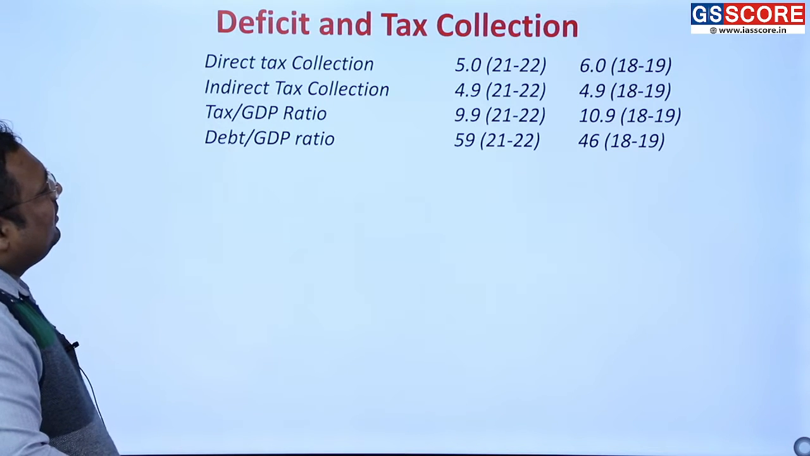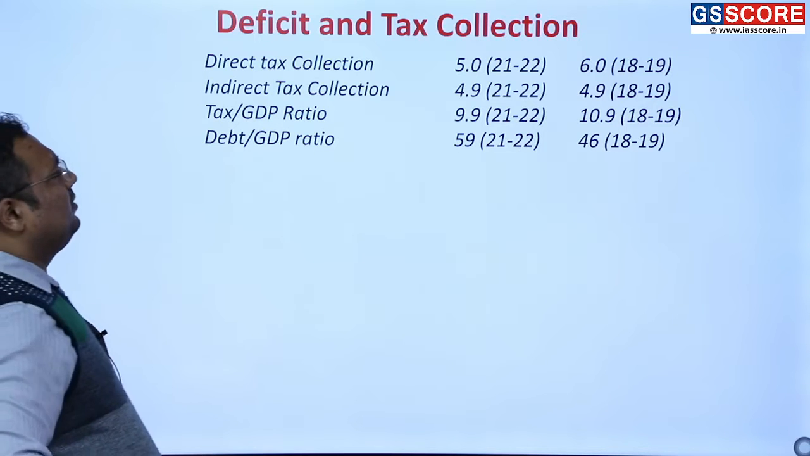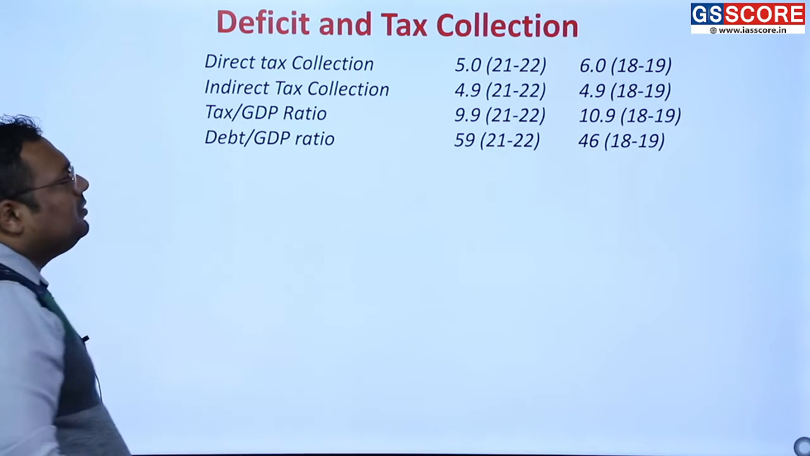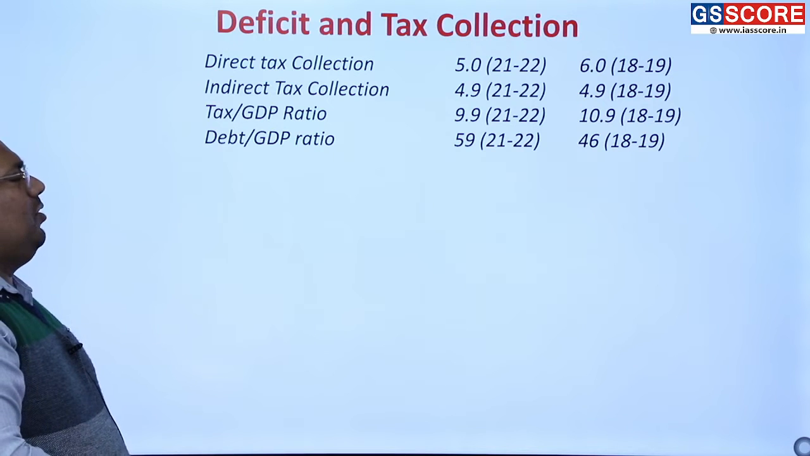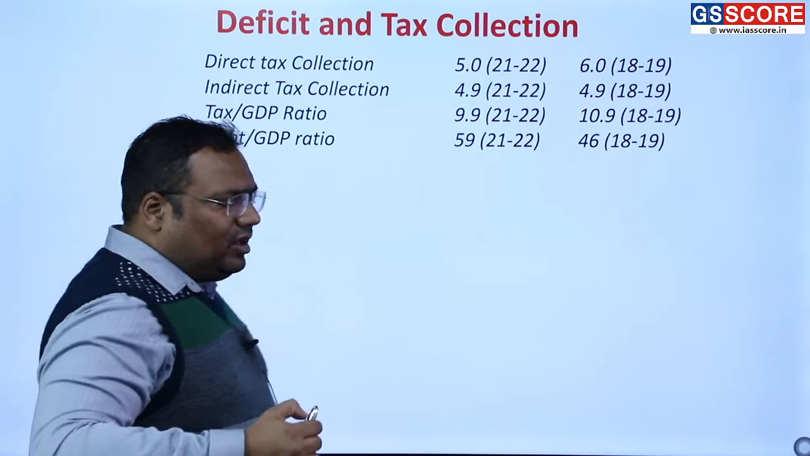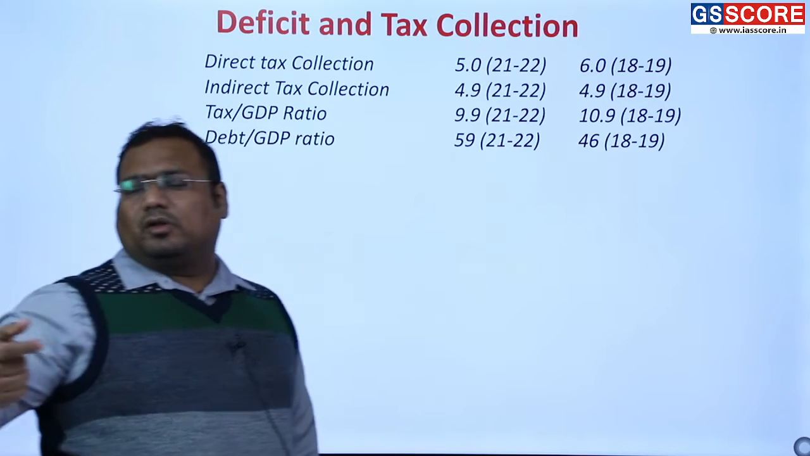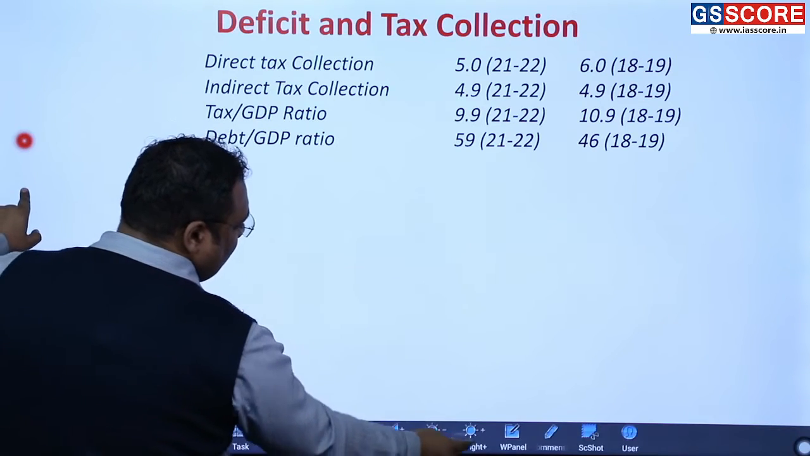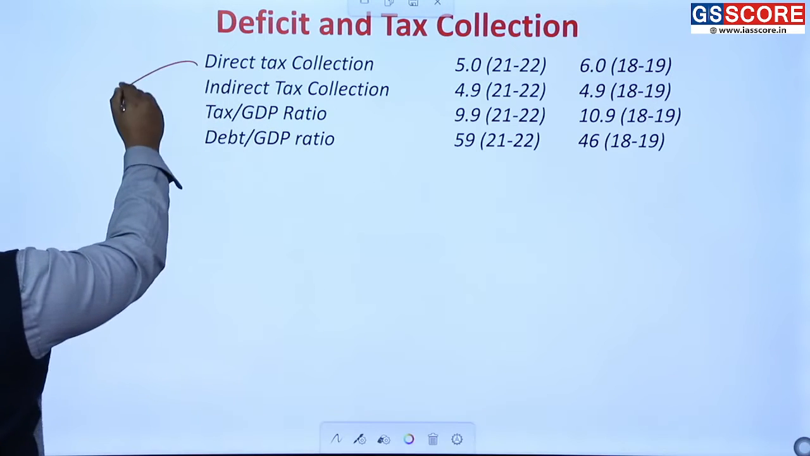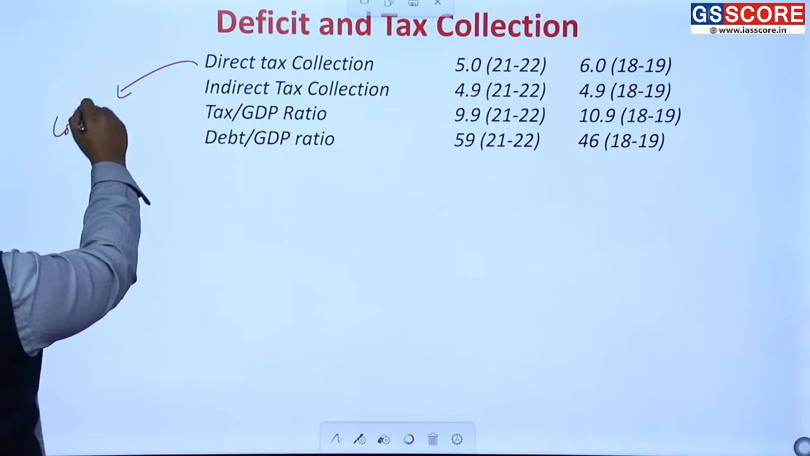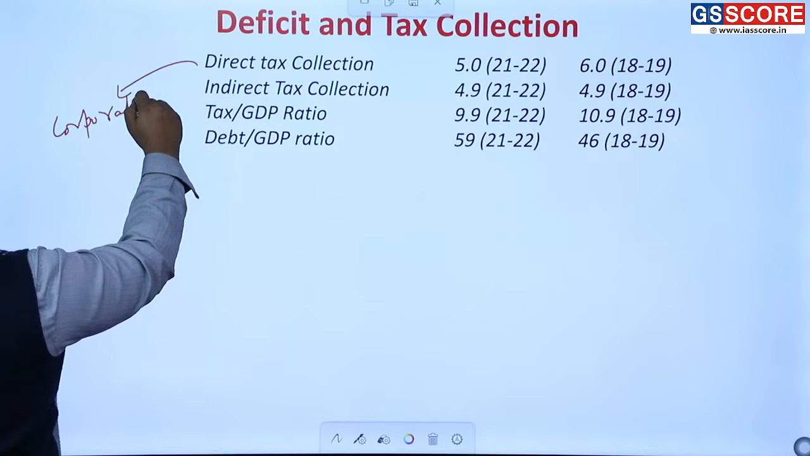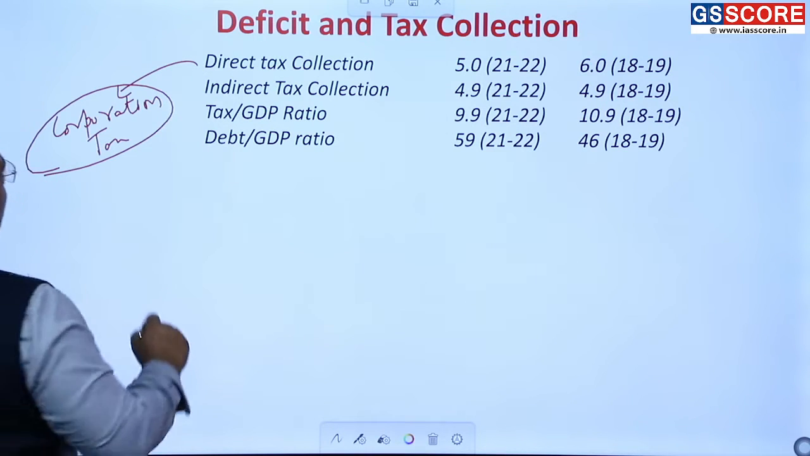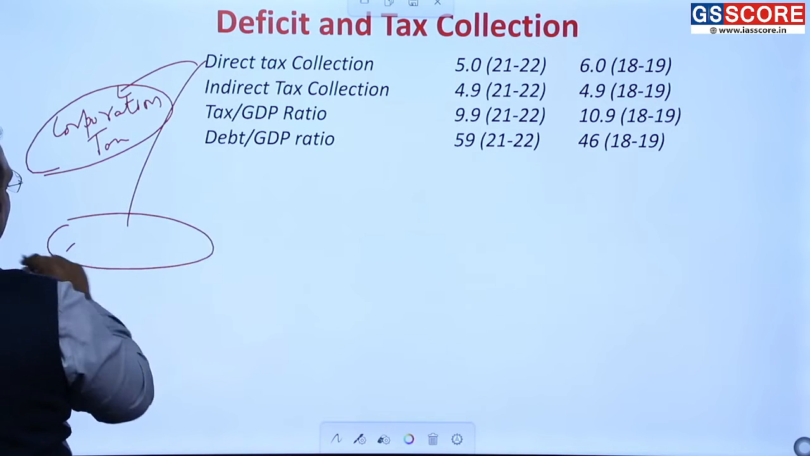The direct tax, if we look at it, the numbers have fallen. This is in the ratio of GDP. In 2018-19, the direct tax to GDP ratio was close to 6%, and it has fallen. Why has it fallen? Because in the last 2 or 3 years, the corporation taxes have gone down significantly. When we talk about direct taxes, largely we talk about either the corporation tax or the income tax.